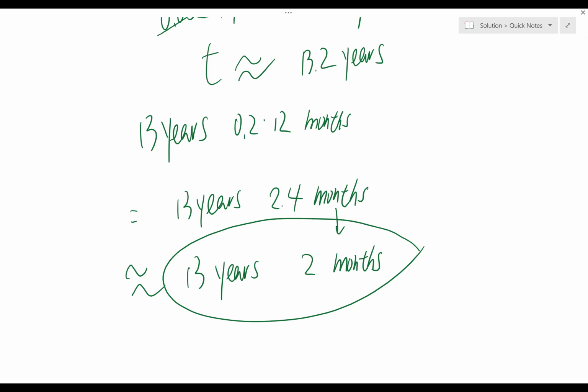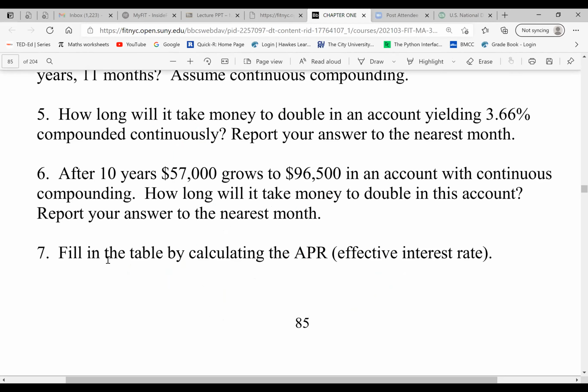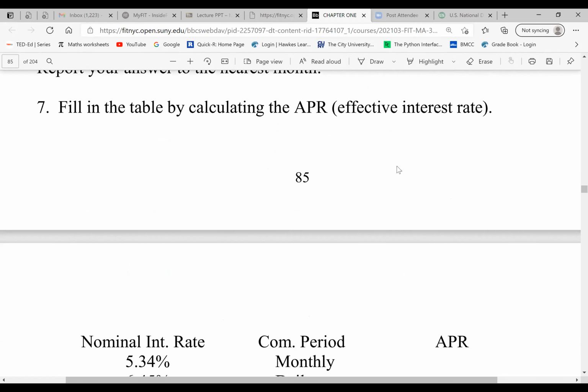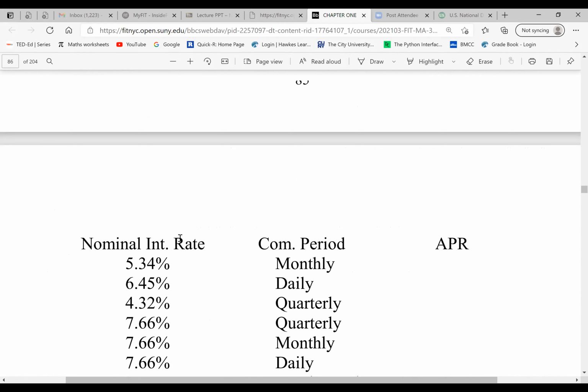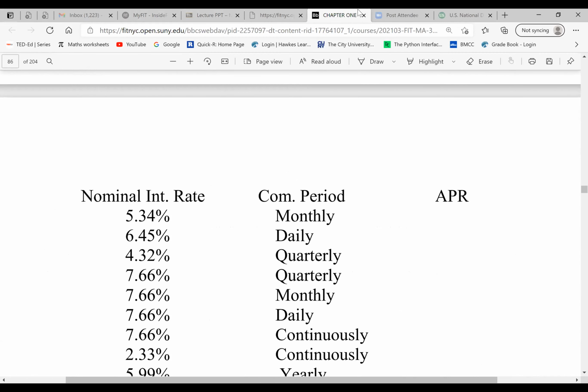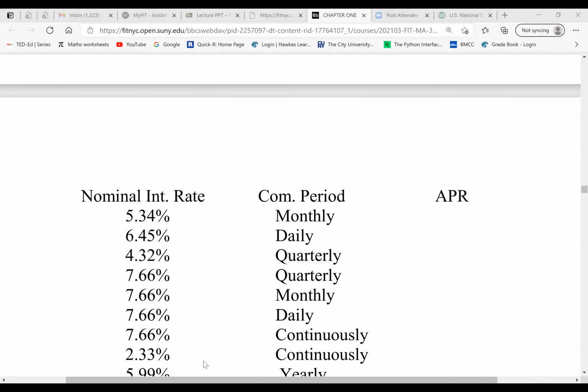All right. Any question on this? Yeah, so let's continue our lecture. The next question is about the APR. Let's look at how we deal with the APR. APR is the effective interest rate. So let's go back to the PowerPoint.